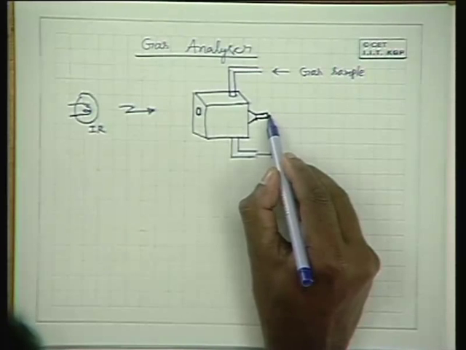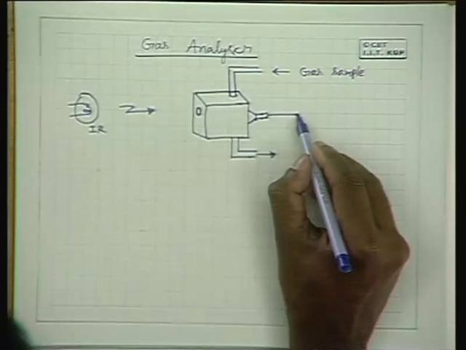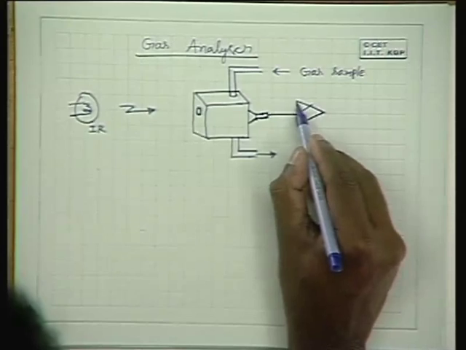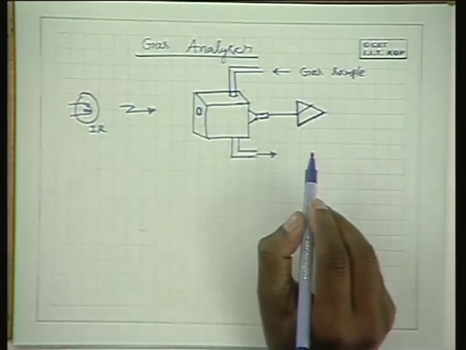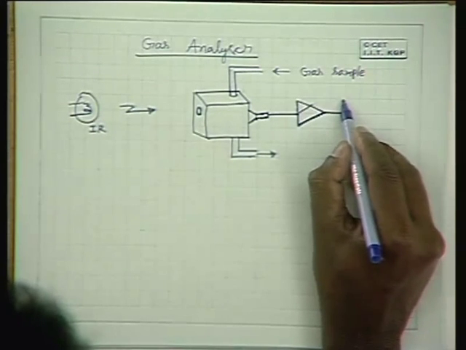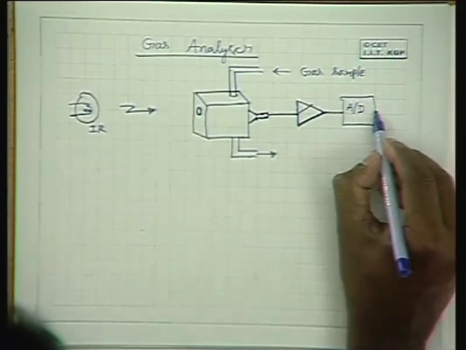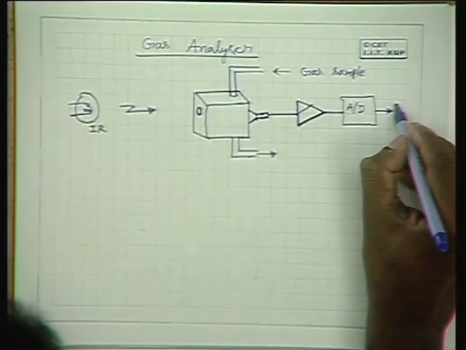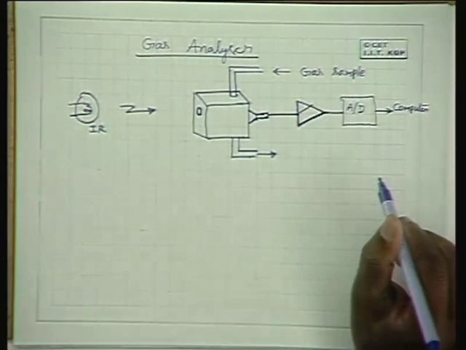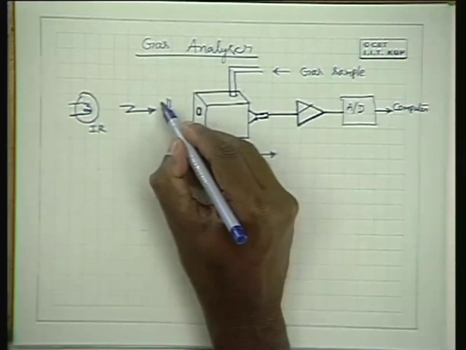what you get here is an electrical signal. And this electrical signal needs to be amplified to bring it to a comfortable voltage level. Then it is analog to digital converted and fed into a computer for data analysis. This is one such typical system.